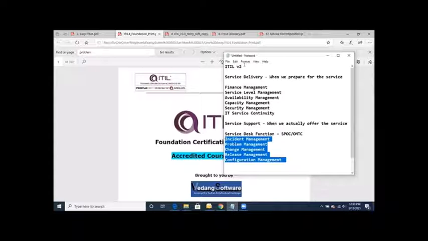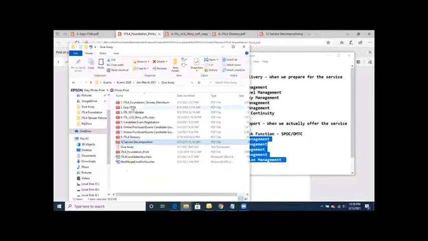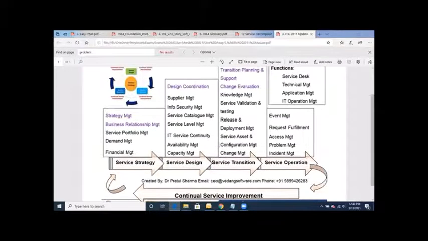This is V2. When V3 came up, and even after V3 there was a 2011 update also, V3 came up with a service lifecycle approach, where first you do strategy, then design, then transition, operation, and continual service improvement. In strategy, financial management is the process retained from V2, but you have also included demand management and service portfolio management.